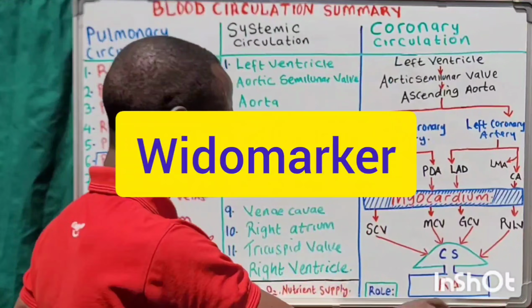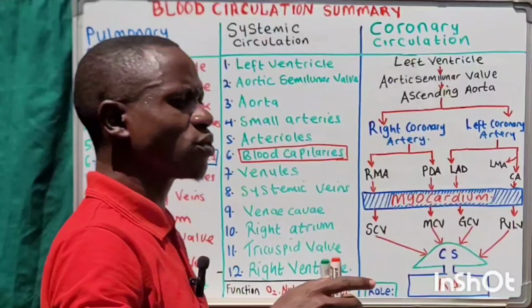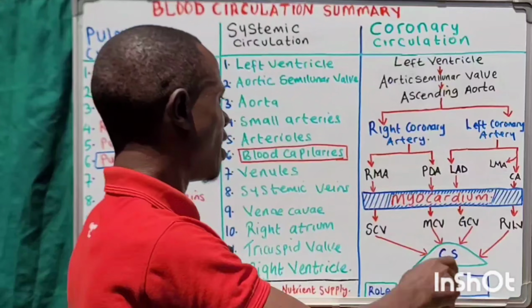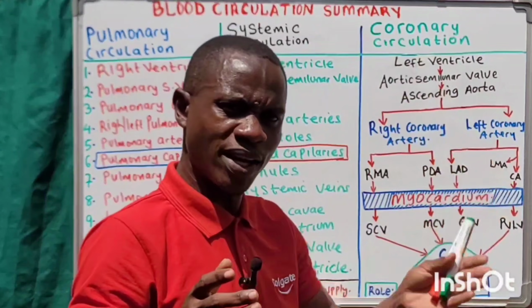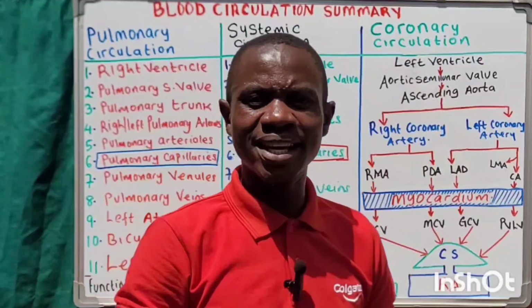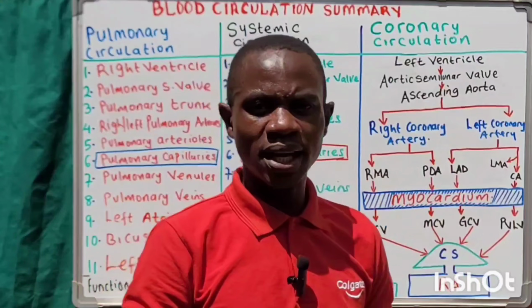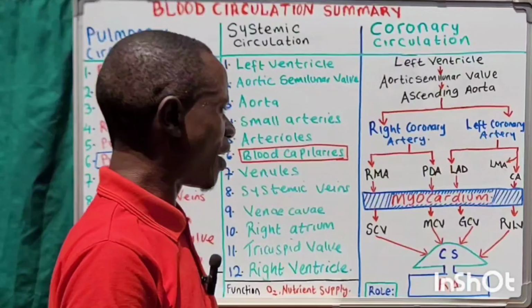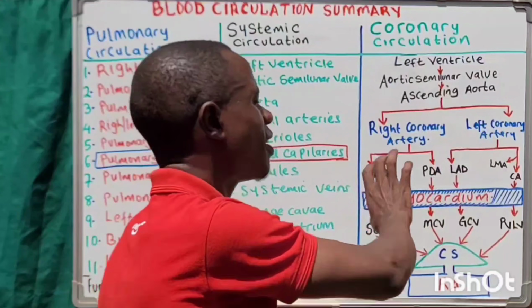Now when we come over to the right coronary artery, it also gives off two main branches. The first one is the right marginal artery, which supplies the different margins of the right side of the heart, and then also the posterior descending artery, which some people also call the posterior interventricular artery.